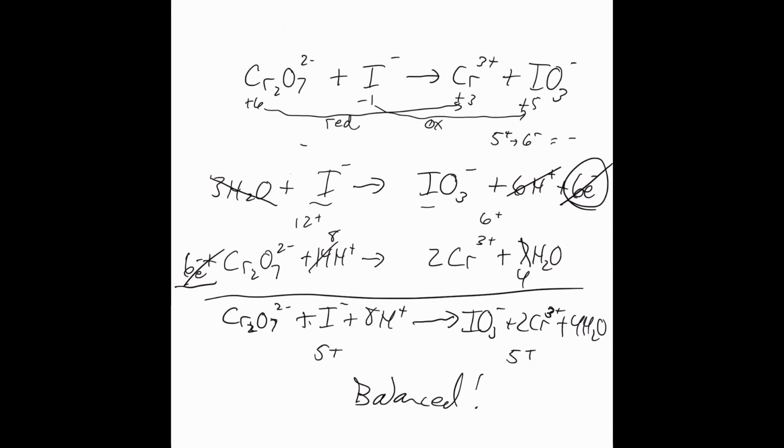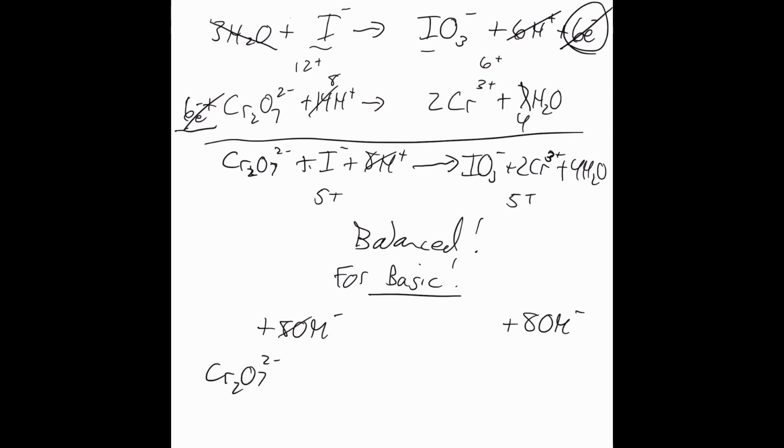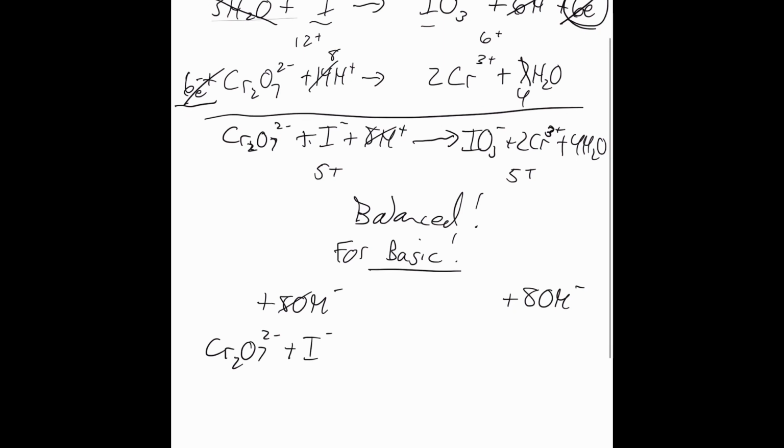Now what would we do if we wanted to balance for basic? If we wanted to change this in a basic solution. Now this reaction wouldn't happen in basic, but if we wanted to balance this for basic, we've got 8 H pluses on this side, so we would add 8 OH minuses to both sides. I'm going to write an intermediate here because it's getting kind of messy. I minus plus 8 waters. Remember, that's what a neutralization reaction results in.